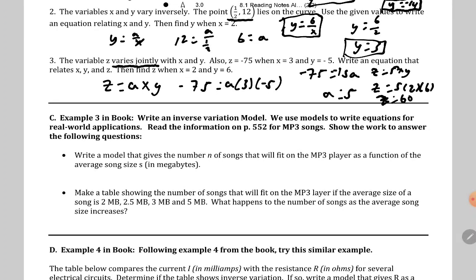Alright. So we're going to actually skip this example.